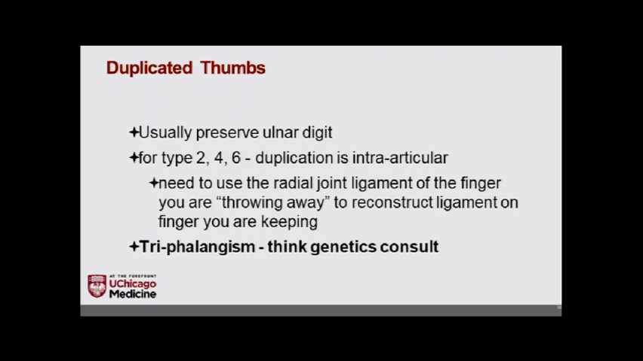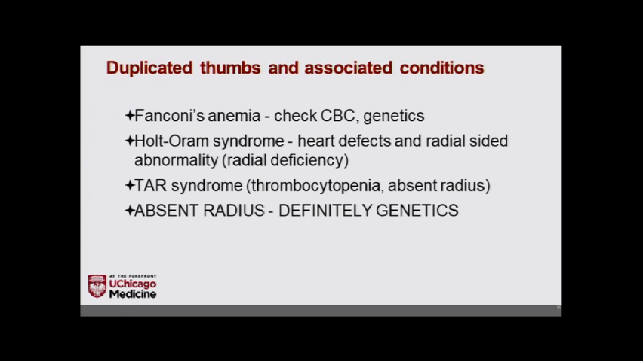So triphalangeal, or type 7, that is when you have an increased incidence of genetics problems, other disorders associated with the radial duplication. So radial duplication is associated with the genetic problems, whereas ulnar is not. And it's the triphalangeal duplication, which is the most common, or an odd duplication. So if it's really weird, 3 extra digits, think genetics consult.